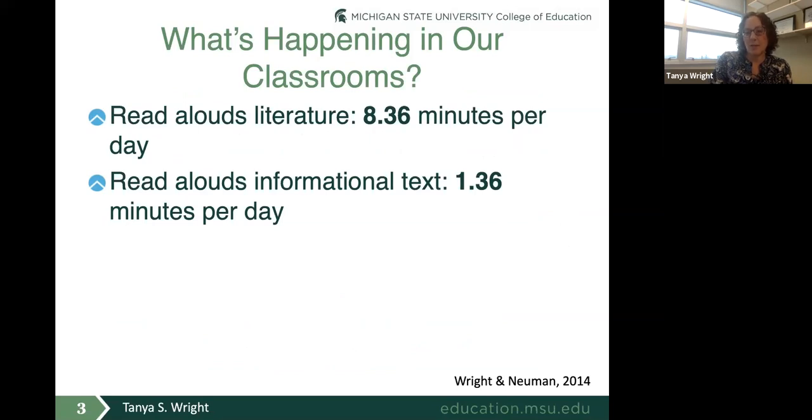So what does that really mean? 1.36 minutes averaged across a lot of classrooms. It means that a few classrooms had an informational text read-aloud, but most of those classrooms had 0, 0, 0, 0, 0, right? A lot of zeros bring that number down to 1.36 minutes. So nobody took out a book and read it for 1.36 minutes. That's the average. So why is this concerning?